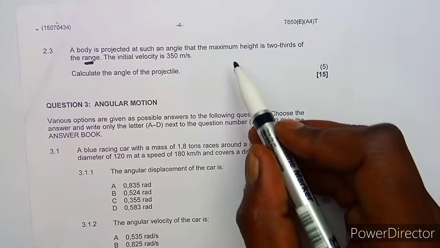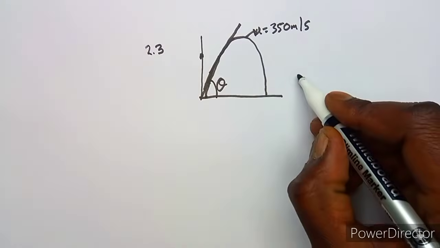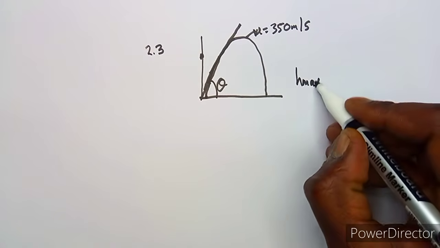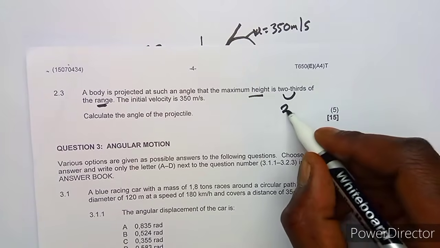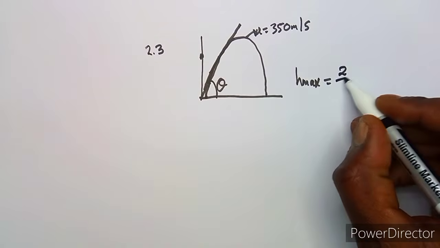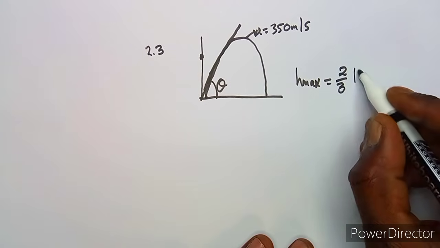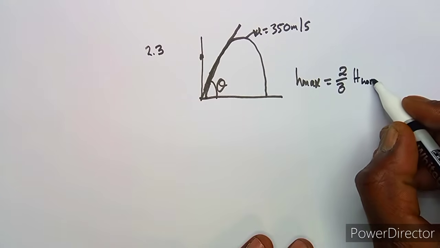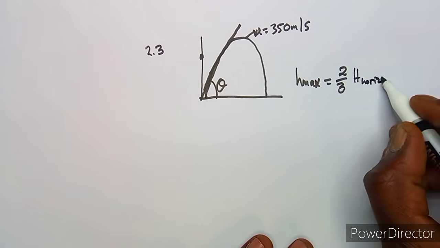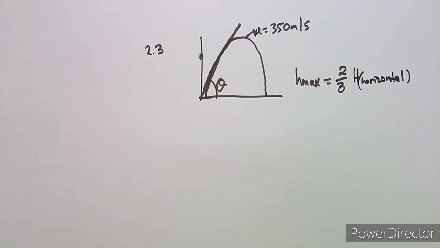So this is what is going to happen here, guys. We are given that the maximum height, let's just say h max, is equivalent to 2/3. 2/3 of what? Of the range. So it's 2 over 3 of the range. The range is your horizontal distance. So this is your h horizontal, like that.